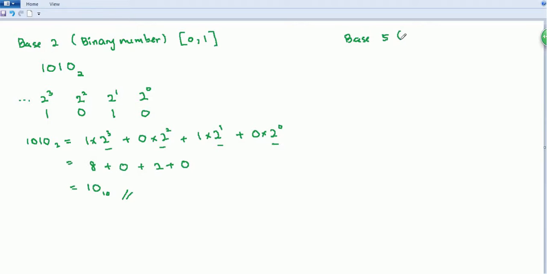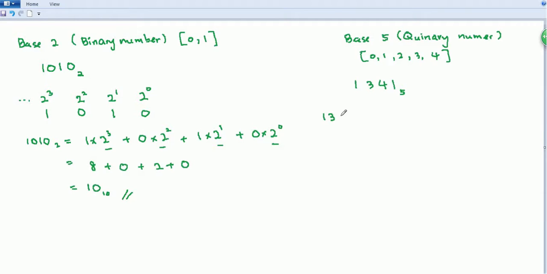Base 5. For base 5, we only have 5 digits that we can use: 0, 1, 2, 3, 4, no 5. If we have a number 1341, because this number is not in base 10, it is in base 5, I have to write a small 5 here, to let people understand that I'm writing a number in base 5.